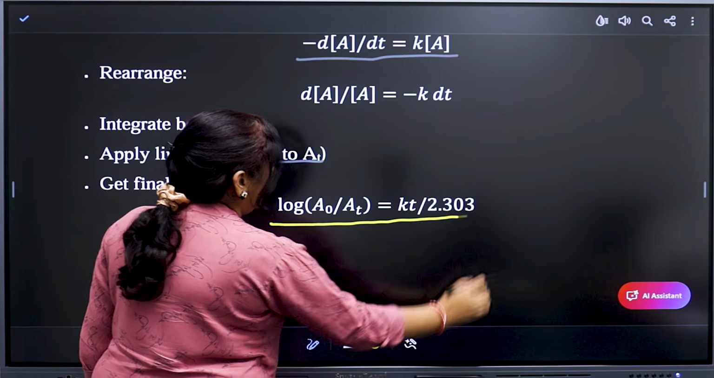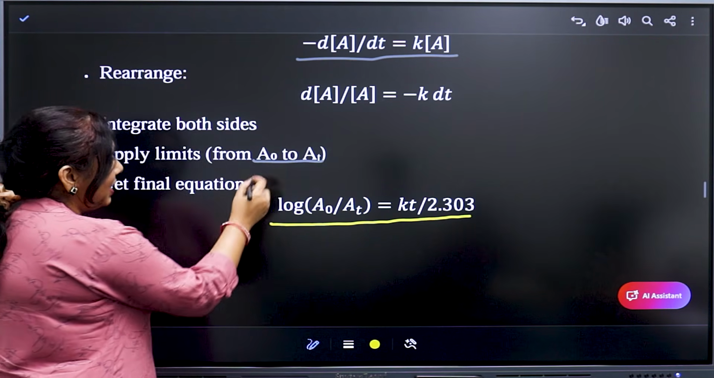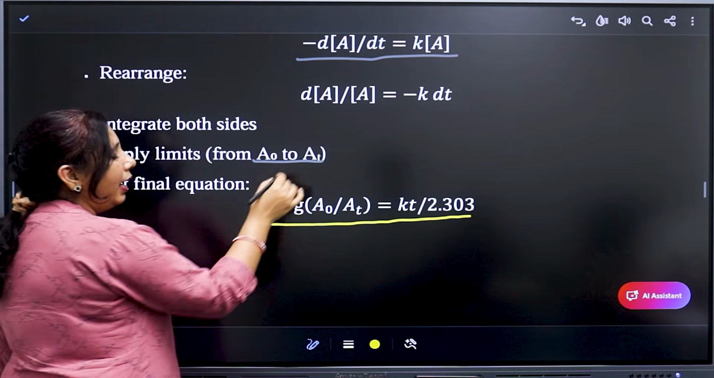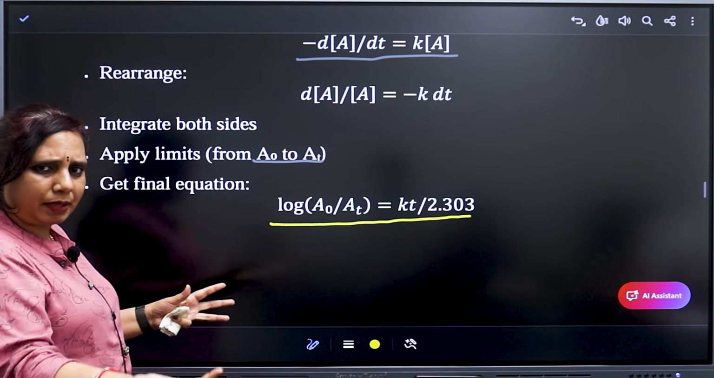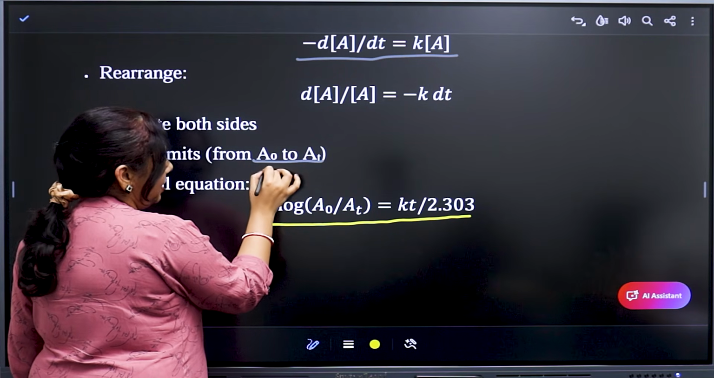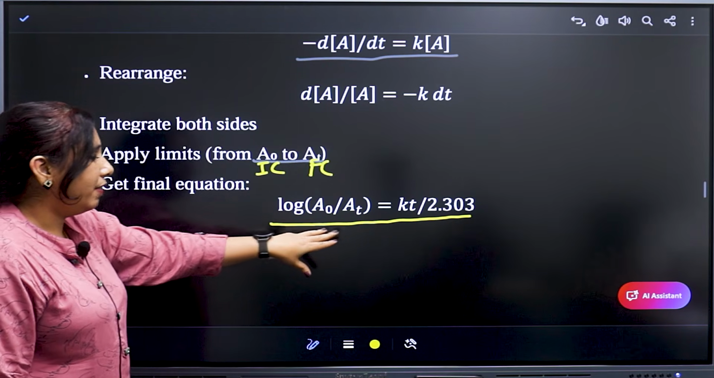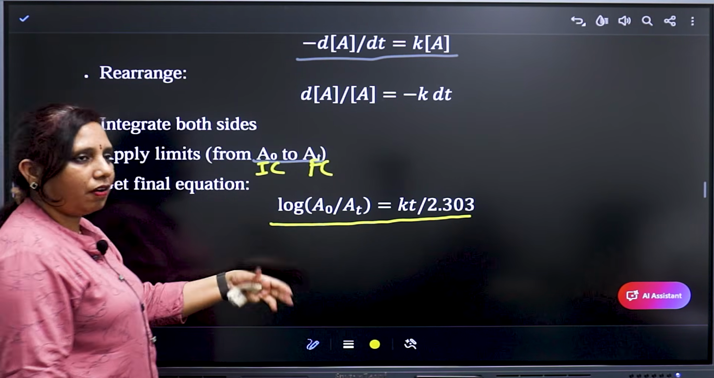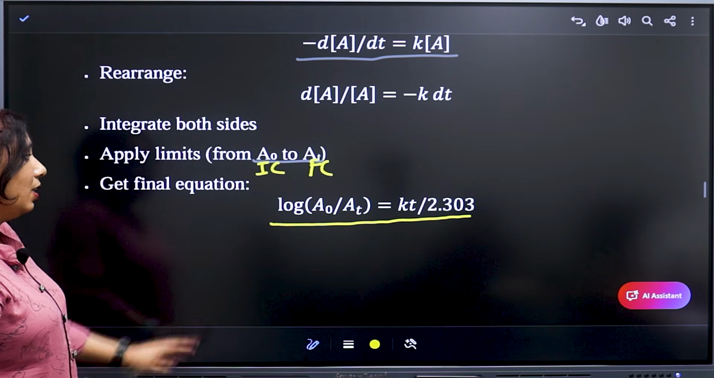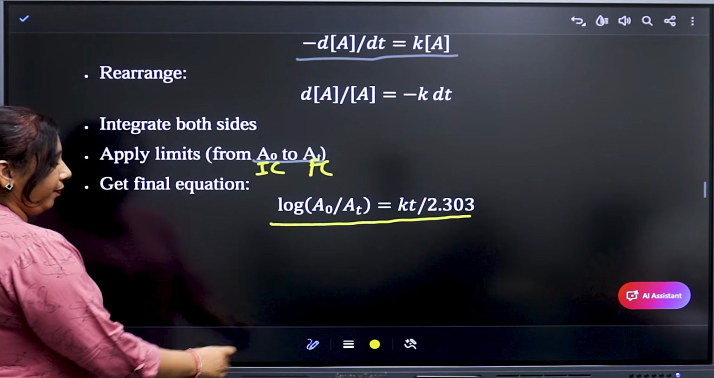Log A naught by AT is equal to KT by 2.303. Now what are A naught and AT? A naught is the initial concentration of the reactant, and AT is the concentration after some time. That means the products are formed at that time, right? So this is the initial concentration, this is the final concentration. The fraction, log of those, is equal to KT by 2.303. This is the rate equation for a first order reaction.